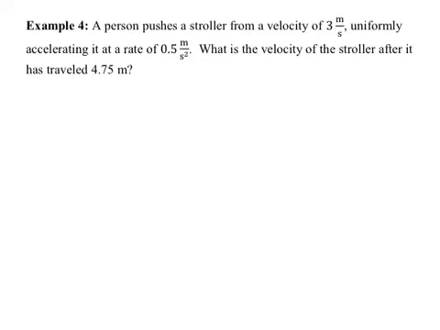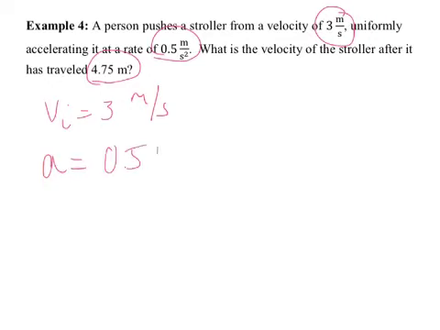The final example says a person pushes a stroller from a velocity of 3 meters per second, looks like starting velocity, uniformly accelerating it at a certain rate, acceleration. What is the velocity of the stroller after it has traveled a certain length? So we know initial velocity is 3 meters per second. We know acceleration is a half of a meter per second squared. We also know that it's traveling a certain distance. Well, in this case, since acceleration and velocity are acting in the same direction, 4.75 is actually the displacement. And we're looking for VF.